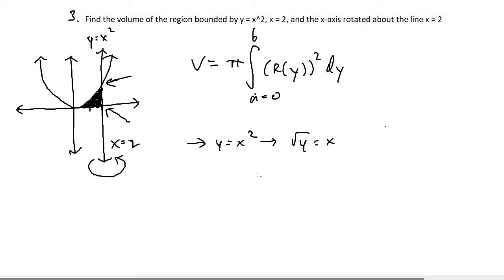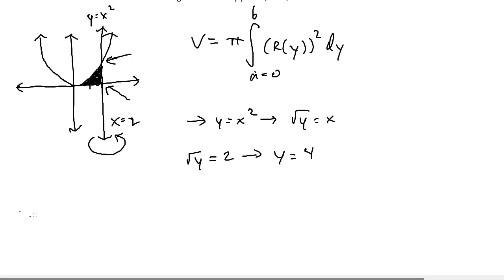So now I can say that the square root of y is going to be equal to 2. And then I can square both sides, and I'll get that y is equal to 4. So at y equals 4, that's where those two lines intersect. So now that we know our bounds, we can rewrite the volume formula. So we get pi times the integral, we're going from 0 to 4 of r of y squared dy.